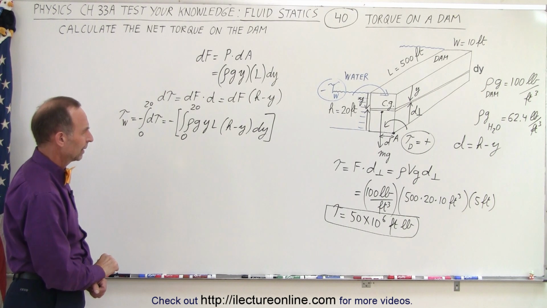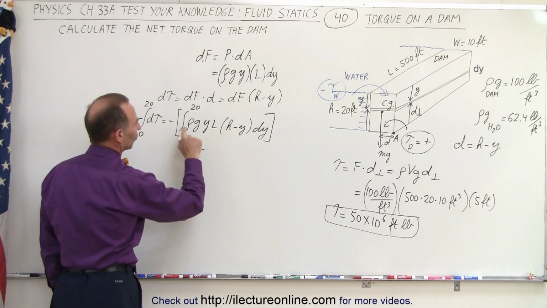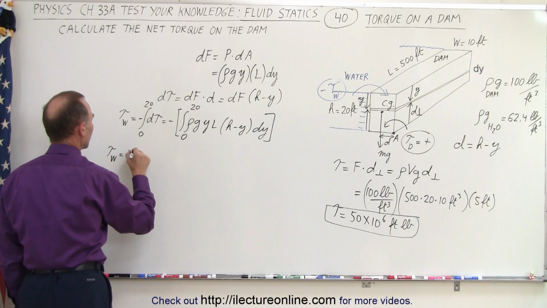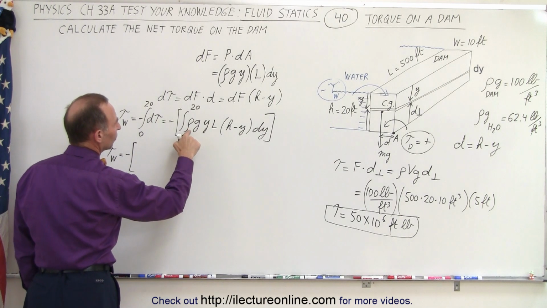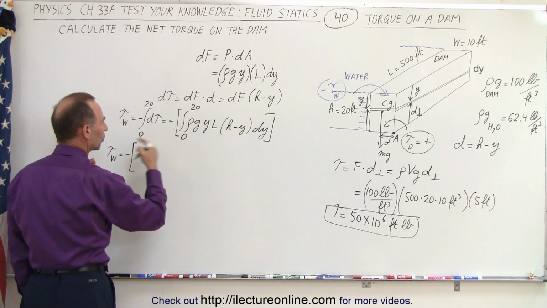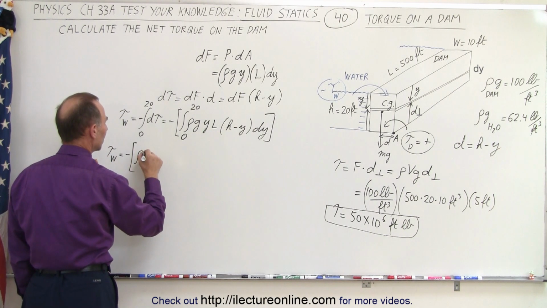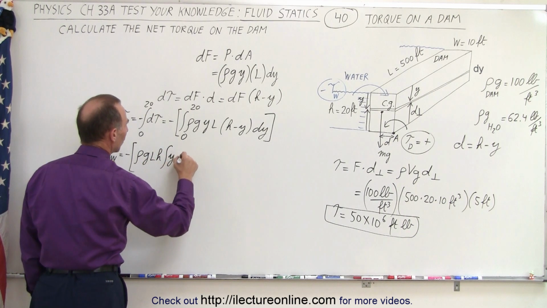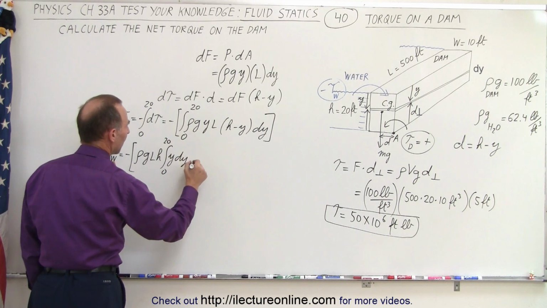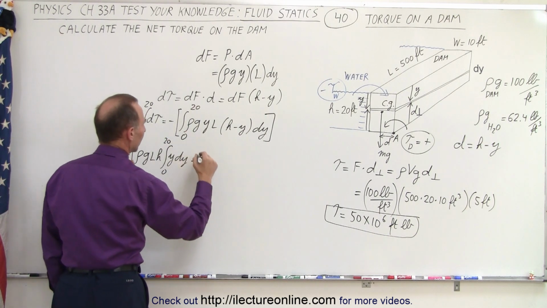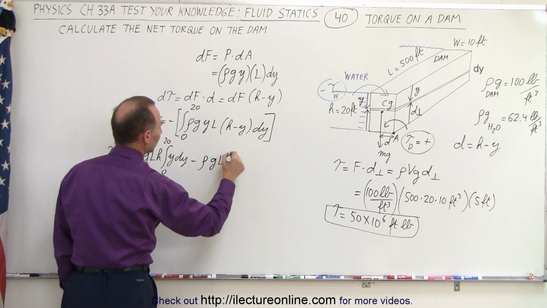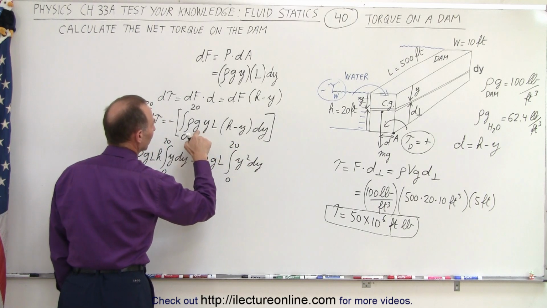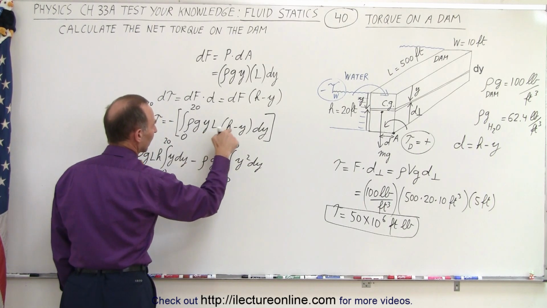All right. Now it looks like I'm going to have two integrals right here, and some of these constants are going to come out. So the torque caused by the water is going to be minus the first integral, density g l h. Those are all constants that can come out. So we have density g l h times the integral of y times dy from 0 to 20, minus, again, I can take out rho g l times the integral of y squared dy from 0 to 20. Notice that this y times this y gives us y squared. The negative comes from here.